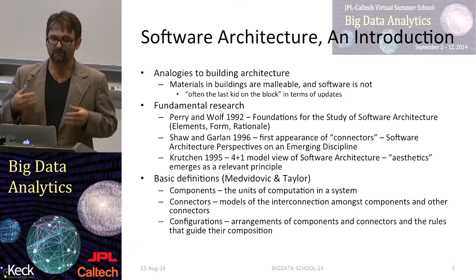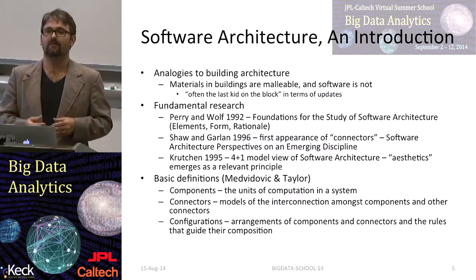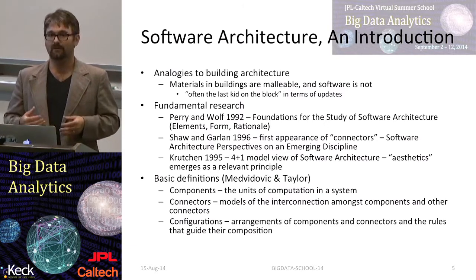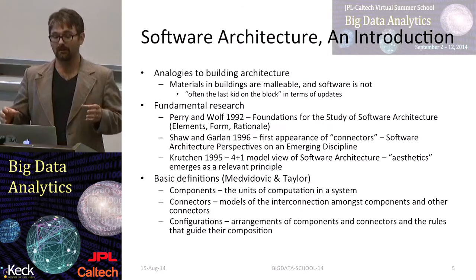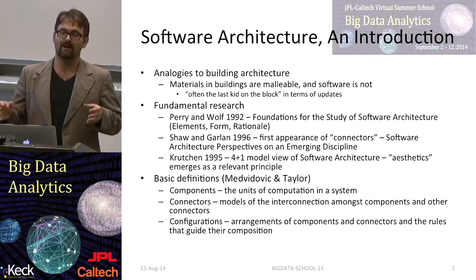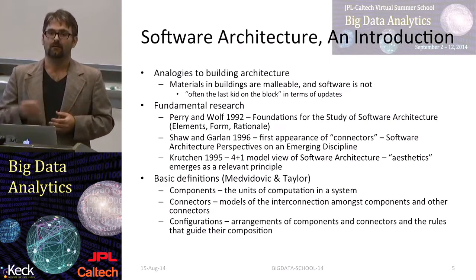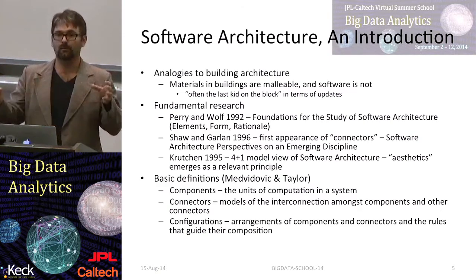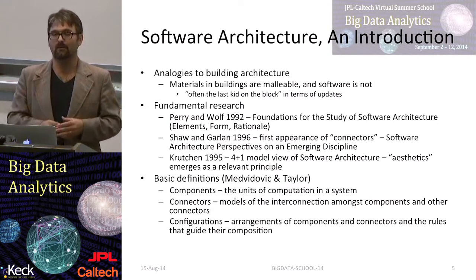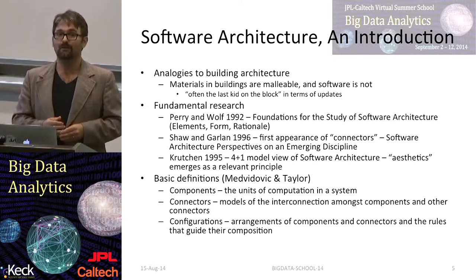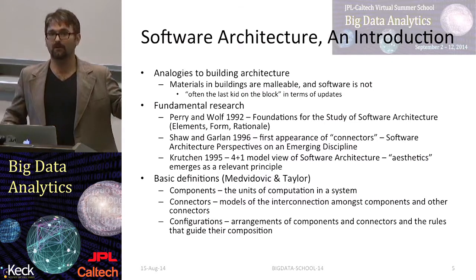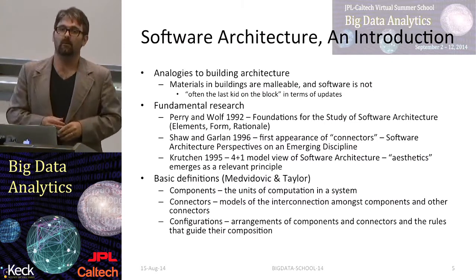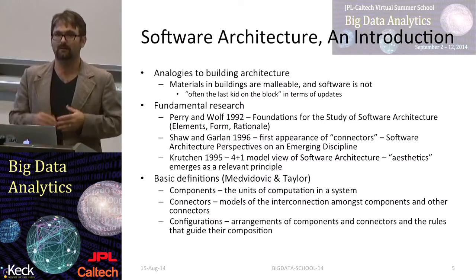So we've got components and connectors, and then we have configurations, which are arrangements of components and connectors, in other words your architectural topology, and any rules that guide that composition. This component may be connected to this connector only. Two components may not be able to be connected to one another without a connector in between them. These two components can never communicate because there's no path through the topology of the architecture for them to communicate, and so on and so forth.